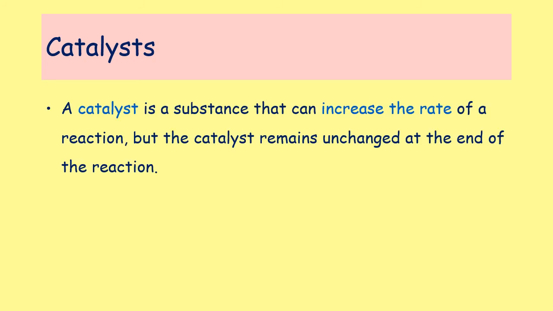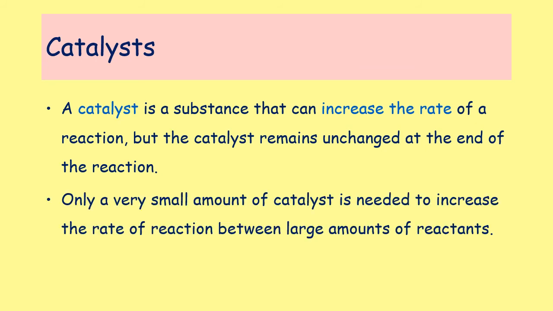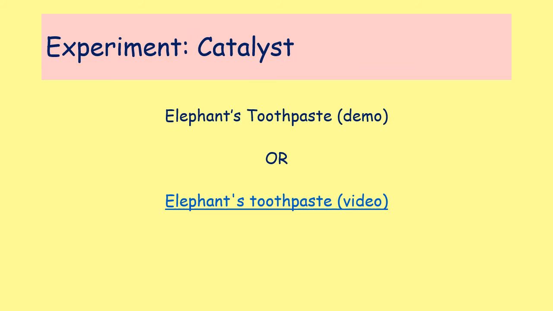But a catalyst is a chemical that you can add to a reaction which makes it speed up. But what is special about a catalyst is that you get it back. It is unchanged at the end of the reaction. And that means it can be reused over and over and over again. And because it can be reused over and over and over again, you only need a very small amount of it in order to make a reaction go faster. So catalysts are another way of speeding up a reaction.